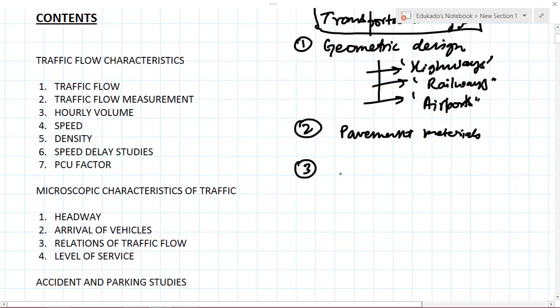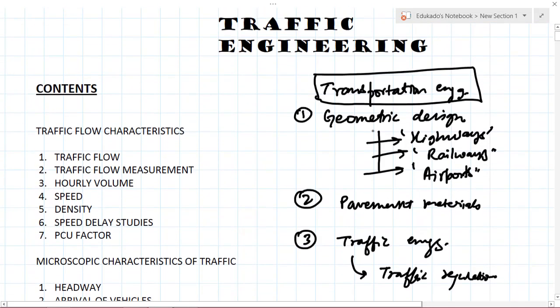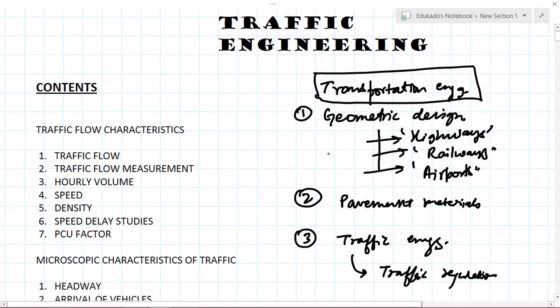And the third thing is what I call traffic engineering. How the traffic is handled, what the main characteristics and parameters used to understand the traffic are. So you understand that, and included in this there are some traffic regulations. This is how the whole topic of transportation engineering is divided into three segments: geometric design, pavement materials, and traffic engineering.